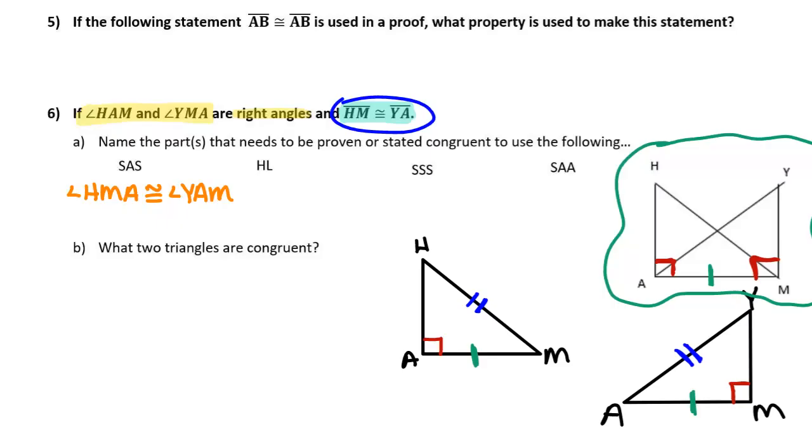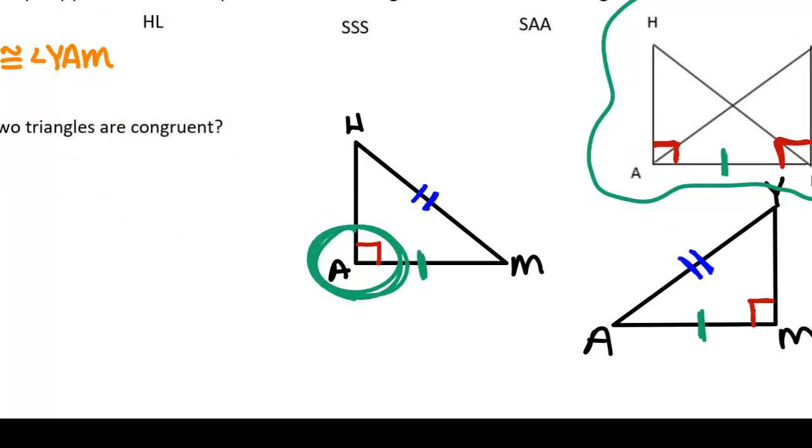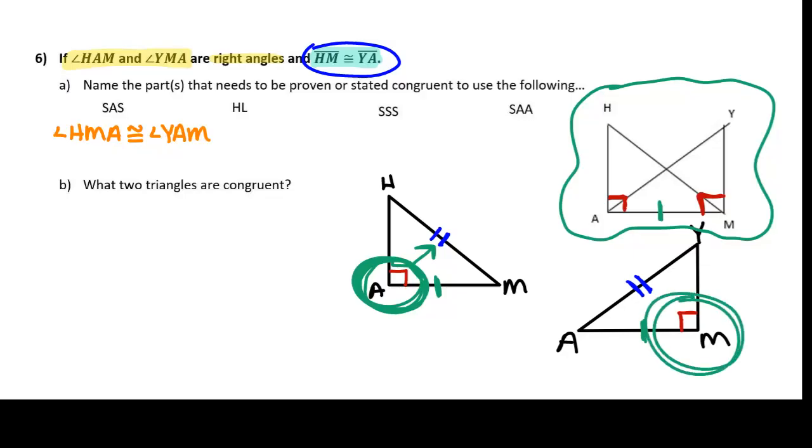If I'm going to do hypotenuse, leg, first of all, how do you find the hypotenuse of a right triangle? Opposite to the right angle, yes. So here's my right angle. What is opposite this right angle? HM. What is opposite this right angle? YM. We were told at the beginning that those were congruent, right? So that's not an additional piece that I need.